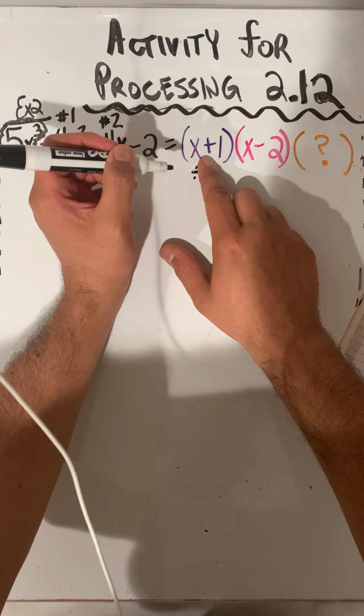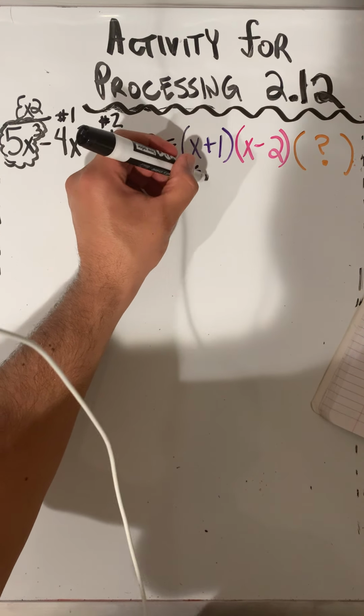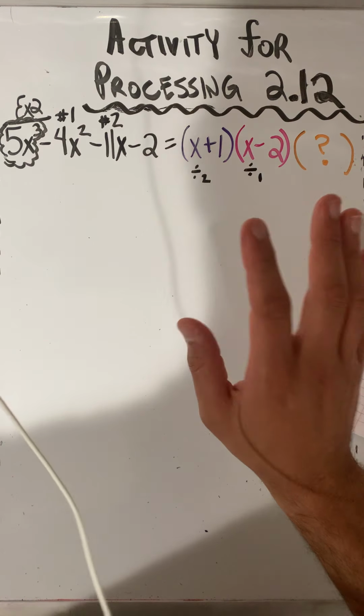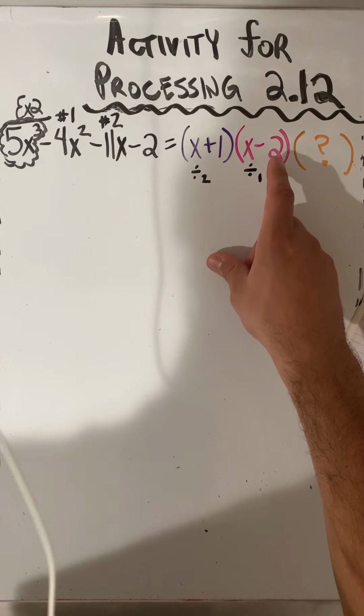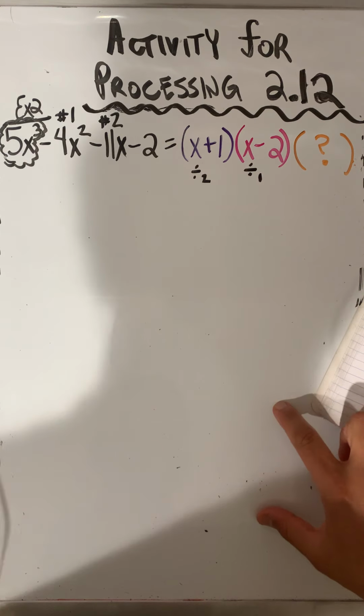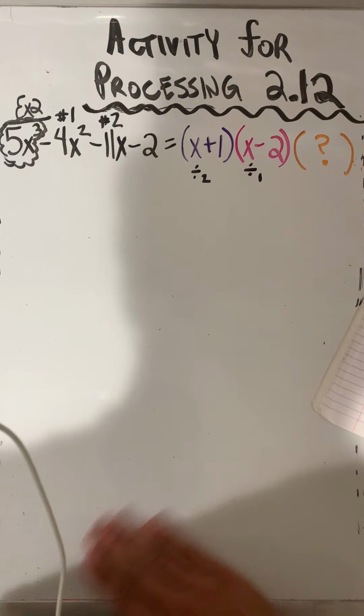You know what, this time I'm going to go this way because I know I just talked about you can go in either direction. You can do whichever one first. Actually, I'm going to do this. I'm going to divide by x minus 2 on my first box, and then on my second box, I'll divide by x plus 1. All right.